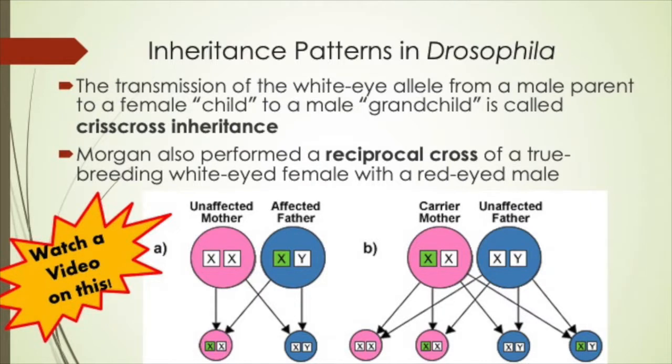So the normal red eye color was mostly on the females rather than the white eye color. And so he saw that it was mostly X-linked. So, inheritance patterns in Drosophila. The transmission of the white eye allele from the male parent to a female child to a male grandchild is called crisscross inheritance.